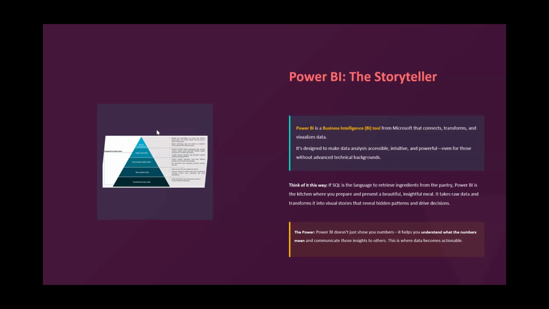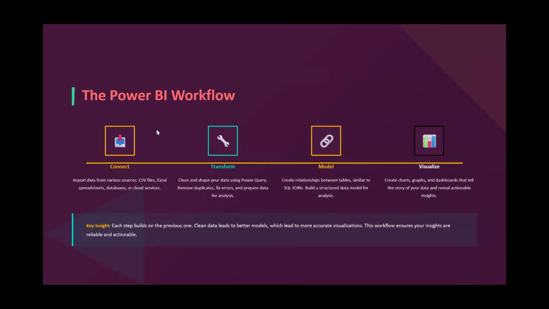So what does this storytelling process look like in action? We are going to be walking through the exact steps Power BI uses to turn raw data into actionable insights. So how does Power BI actually work? It's magic. It follows a clear 4-step flow, as you can see on the screen right now, and understanding the flow helps you to master the tool. We're going to start with the first thing, which is to connect. This is where you link Power BI to your data source.